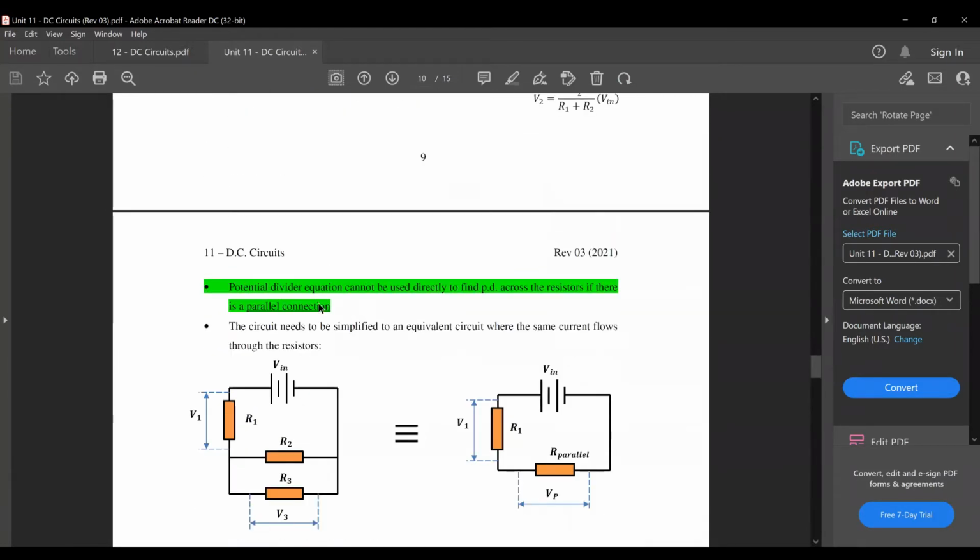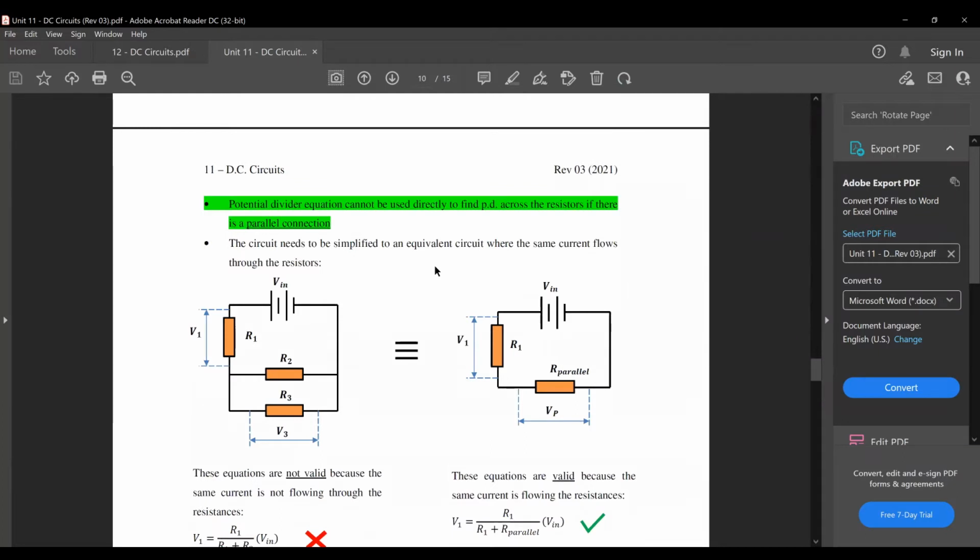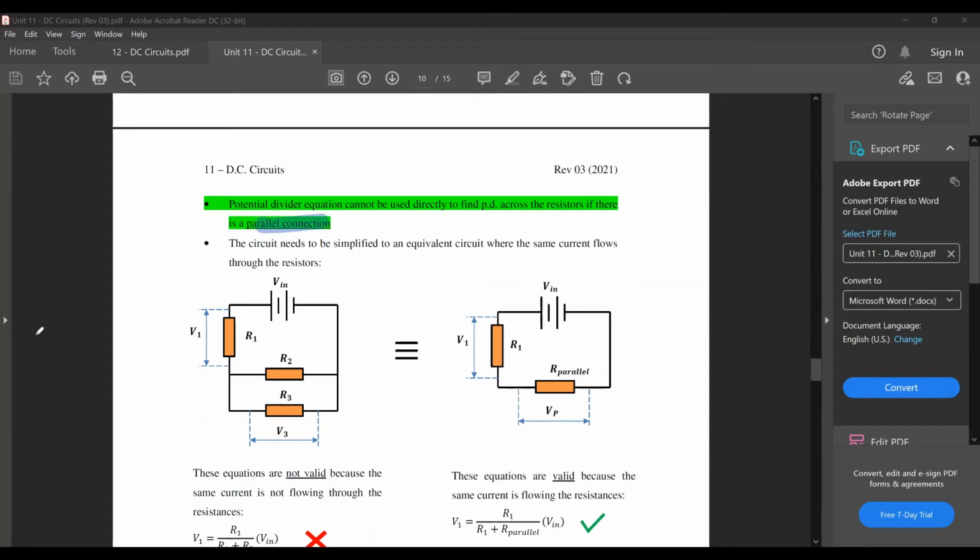Okay, if you don't have same current, you cannot use potential divider equation directly. This usually happens when you have a parallel connection. So let's just say if I give you this circuit here right now to illustrate what I mean, notice that for this circuit, I can have current I. It will flow through here. It will hit this junction, and then it will split up.